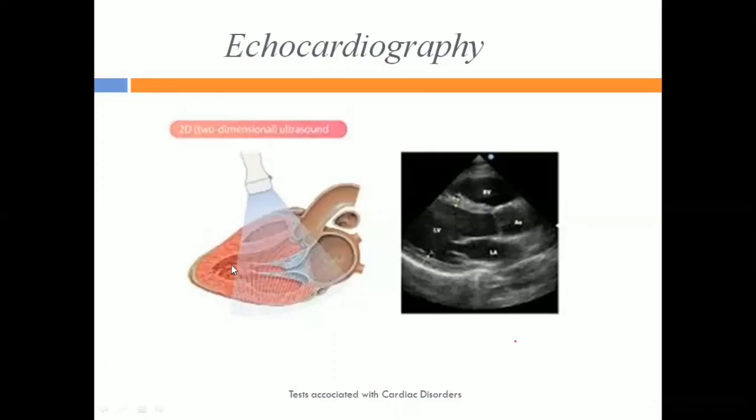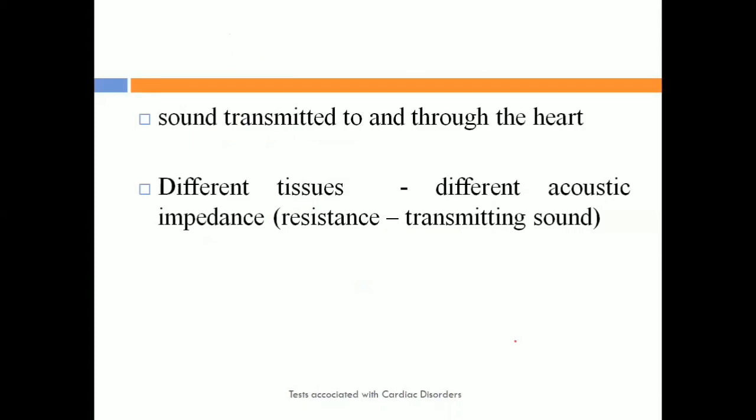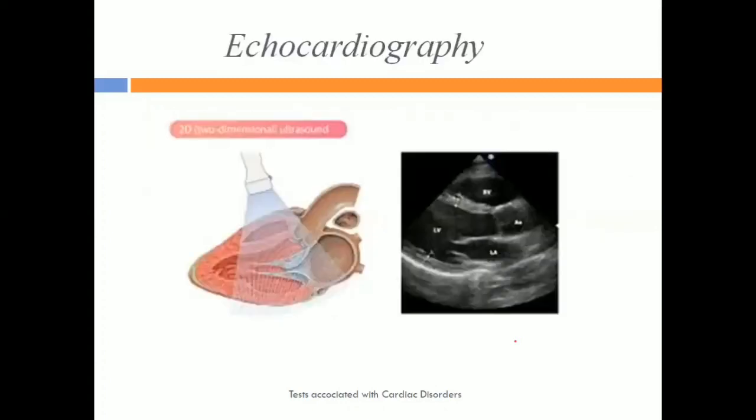So now we'll see in detail what the types of echocardiography are and how they will be used. In chest echocardiography, we are going to use sound. The sound will be transmitted through a transducer, which we'll be using here.